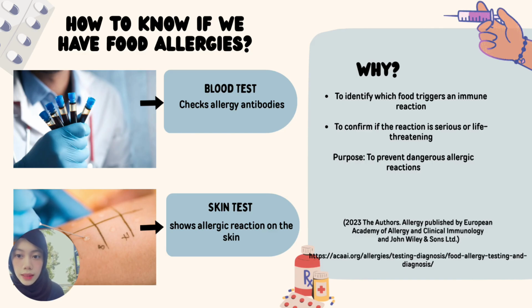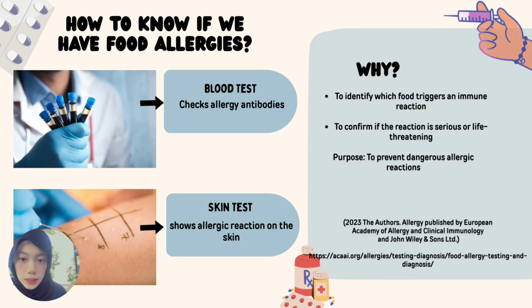The second method is called the skin test. For this test, small drops of different food allergens are placed on the skin, usually on the arm or back. Then, the skin is slightly pricked. If a person is allergic to any of the foods, a small red bump or swelling will appear at that spot. This helps show exactly which food triggers the allergies.